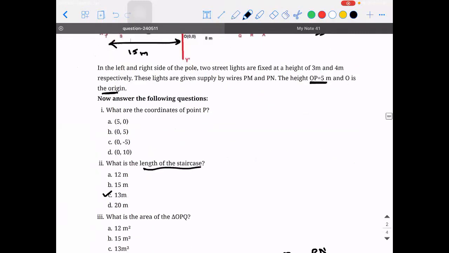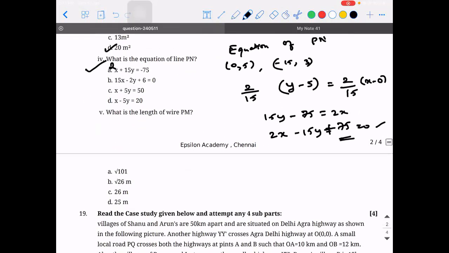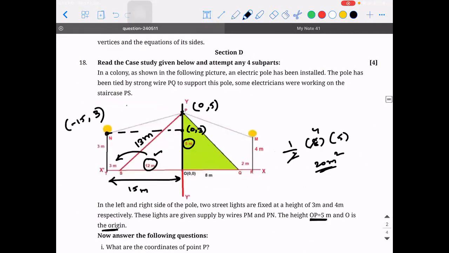There is a mistake, guys. This is the answer: 2x minus 15y plus 75 is 0. Okay. What is the length of the wire PM? So find the coordinates of point M. Tell me. 10, 4.